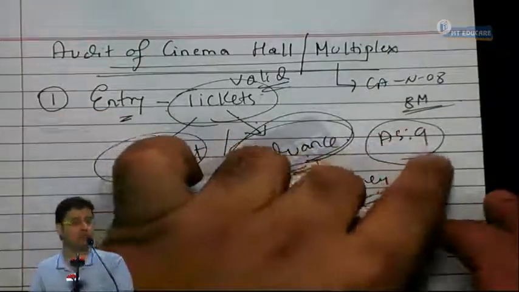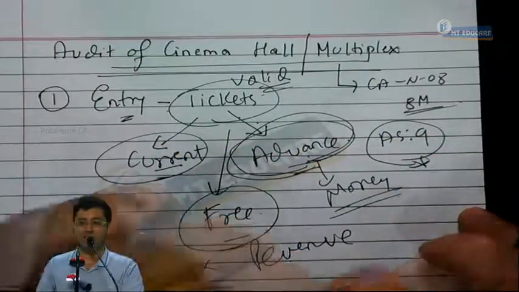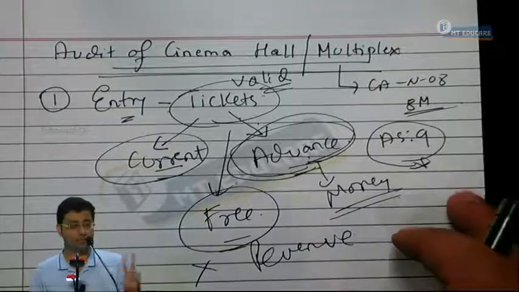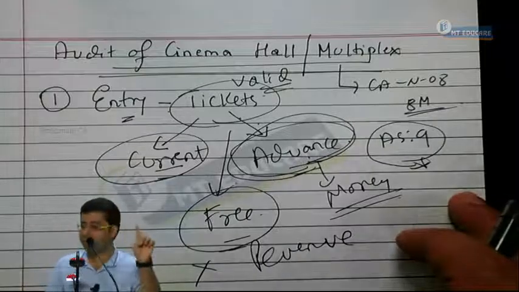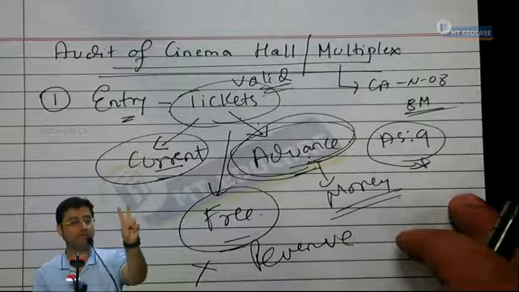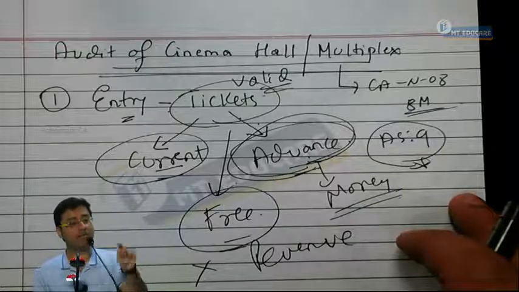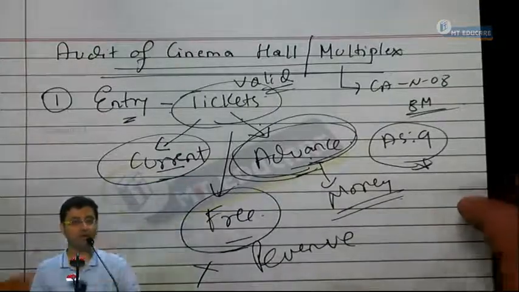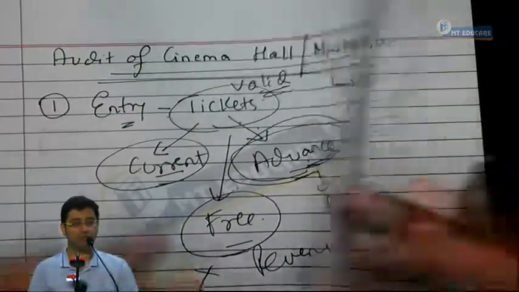So he has to see compliance with AS 9. What is AS 9 saying? Recognize revenue only when it is measurable and collectible. So if there is any uncertainty, postpone revenue recognition. Have you understood? Postpone revenue recognition. So this is what an auditor should see.